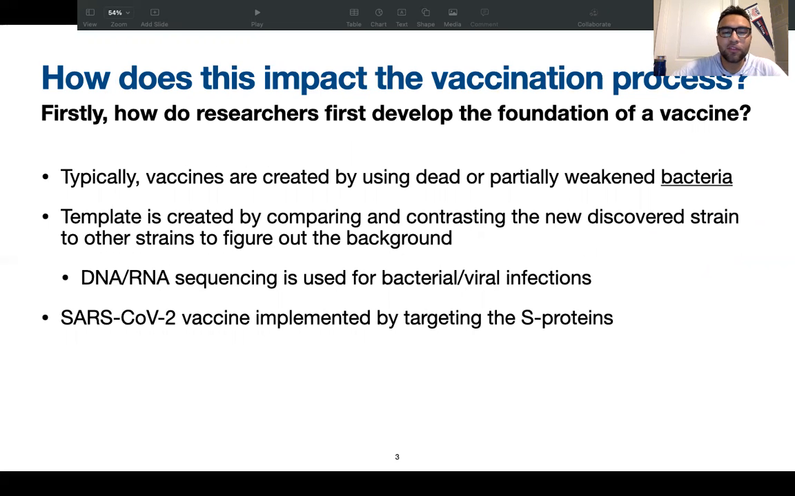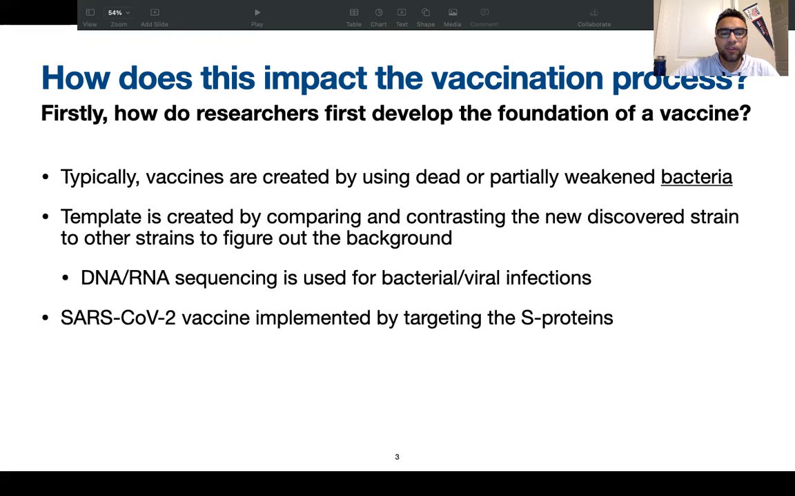Okay, so how does this basic information impact the vaccination process? Firstly, how do researchers develop the foundation of a vaccine? Well, this is done by genomic sequencing. Genomic sequencing can be DNA or RNA, and this is used for bacterial or viral infections. So, as we may or may not know, vaccines are created by using dead or partially weakened bacteria. You can also do live attenuated vaccines, but this won't be correlated to what I'm talking about today.